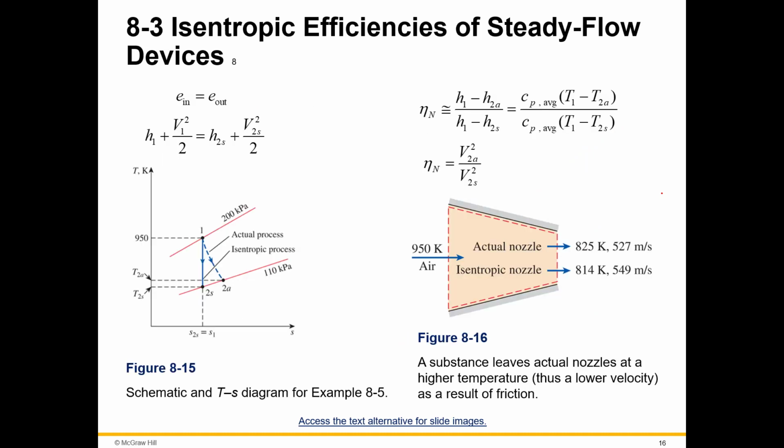Here, same thing again. There are just more formulas that we're going to be working. A substance leaves actual nozzles at a higher temperature, thus a lower velocity, as a result of friction. That's because we lose some. We have degradation of the system, right? Due to chaos, due to the presence of irreversibilities, such as friction.